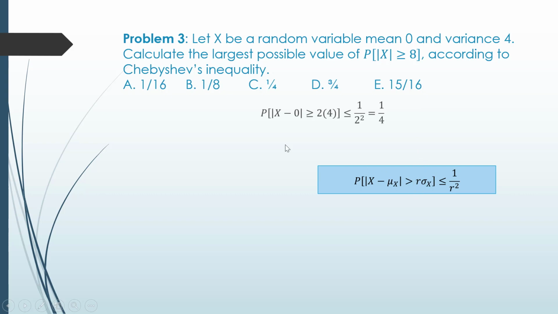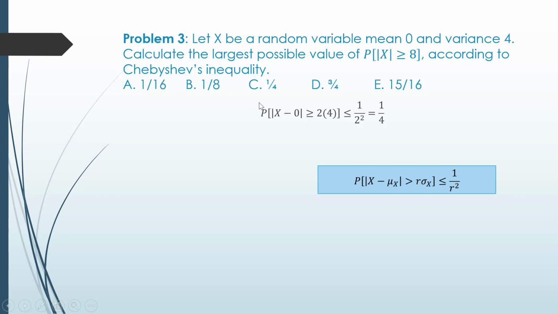So the probability that |x minus 0| is greater than or equal to 2 times 4, by Chebyshev's inequality, is less than or equal to 1 over r squared, which is 2 squared. So this is 1/4. So the largest positive value of this probability is 1/4. So the answer is C.